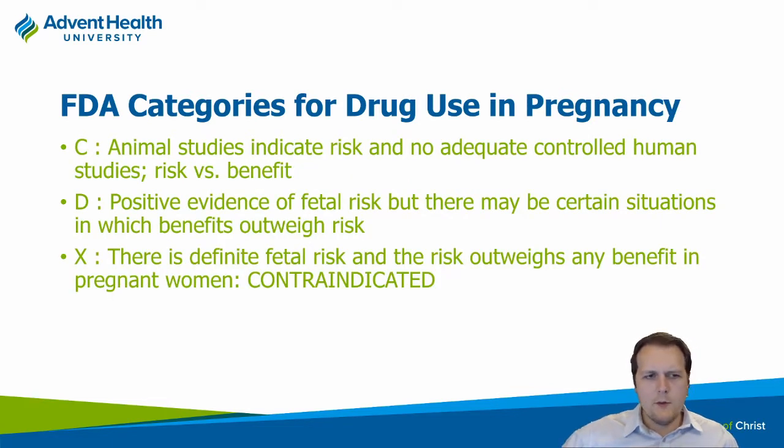The problem you get into is with these later categories. D and X are pretty straightforward. Category D means we know that there's absolutely risk to the fetus, but there may be some situations in which the drug may be beneficial to the mom, and those benefits may outweigh the risk to the fetus. This is extremely rare, and you really don't want to be using these, if at all possible, in pregnant patients. For instance, if it's life or death for the mom, where if the mom dies, the fetus is obviously going to die, but there's known risk to the fetus, those risks may be outweighed by the benefits.